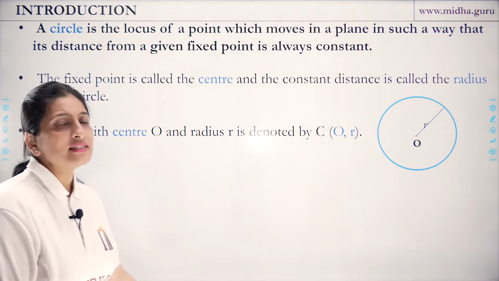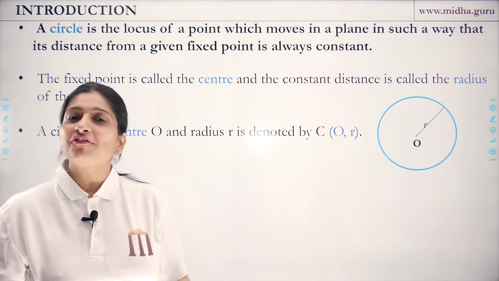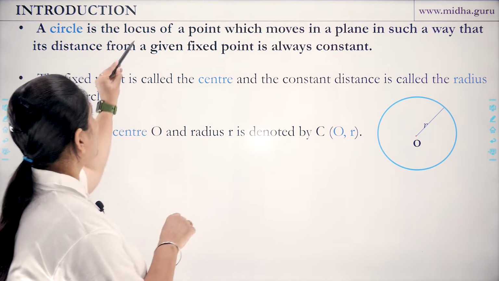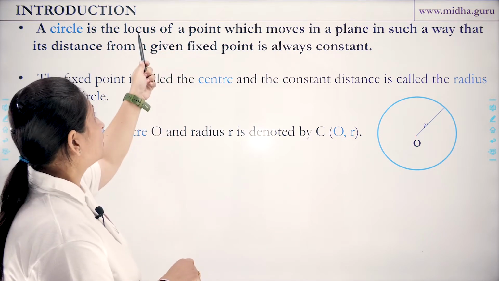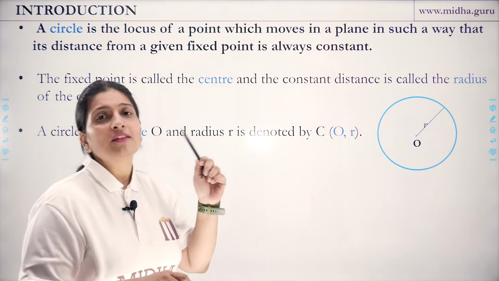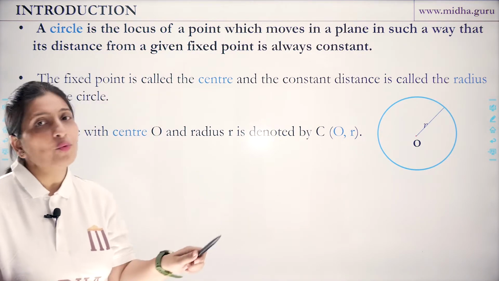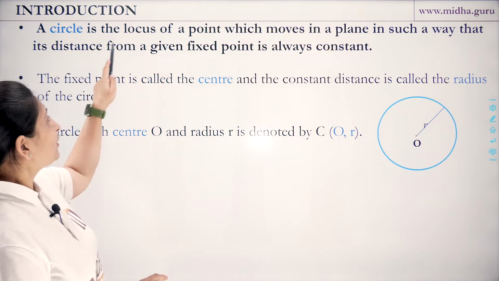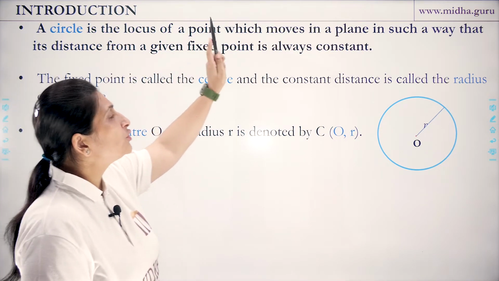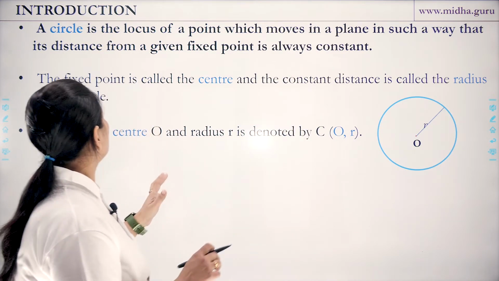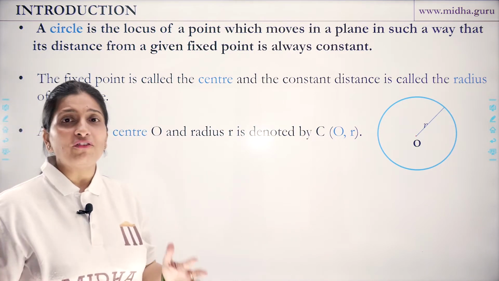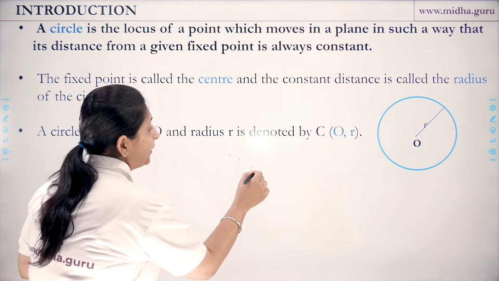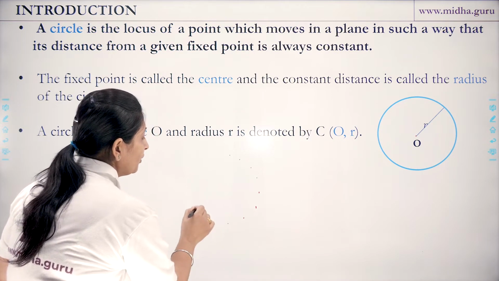Let us see what a circle is. How can we define a circle? A circle can be defined as the locus of a point. What is locus? Locus means the path travelled by a point. Locus is the path traversed by a point. So the circle can be defined as locus of a point which moves in a plane in such a way that its distance from a given fixed point is always equal. It is the path traced by a moving point.